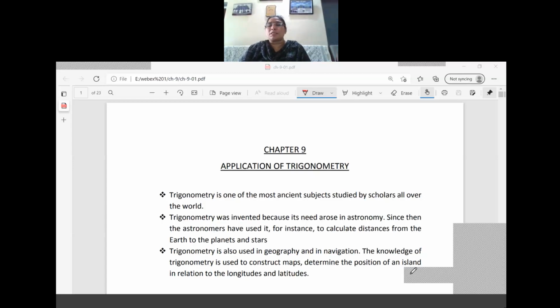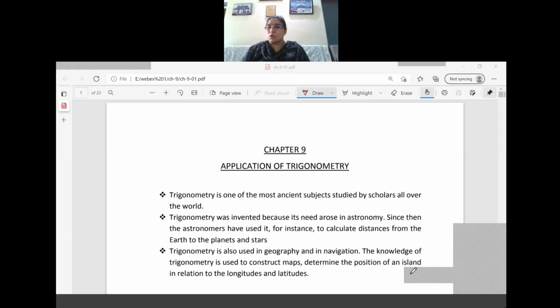Trigonometry is one of the most ancient subjects studied by scholars all over the world. Trigonometry was invented because its need arose in astronomy. Since then, astronomers have used it, for instance, to calculate the distance from the Earth to planets and stars. We are not going to calculate all these things. Still, it's an application, used in the beginning and so on.